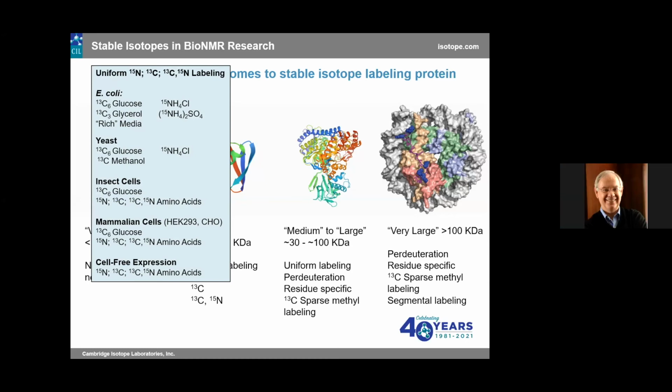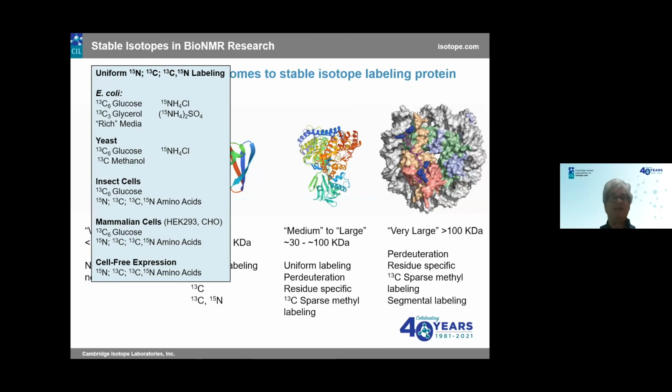And the answer is always E. coli. E. coli is the easiest and least expensive way to go. But in some cases, as the complexity of the molecule increases, E. coli may not have enough or the correct molecular machinery to properly fold the protein. And that is where one will have to go to another organism, like a eukaryotic organism, such as yeast, insect cells, or mammalian cells.